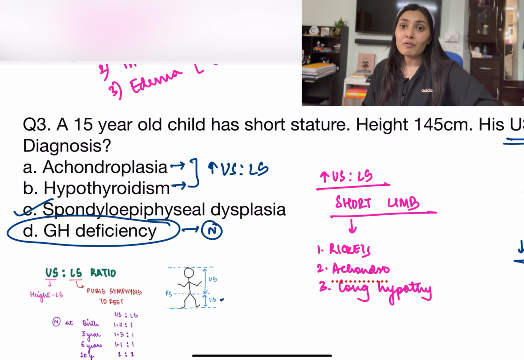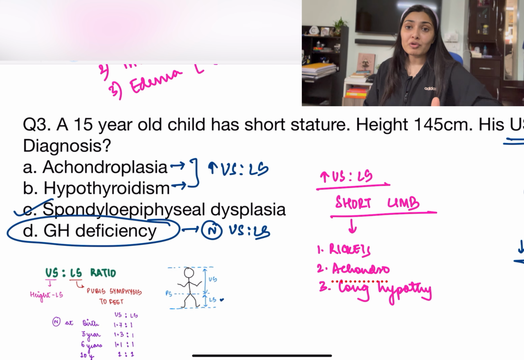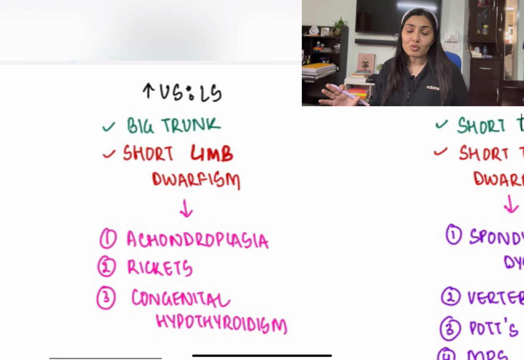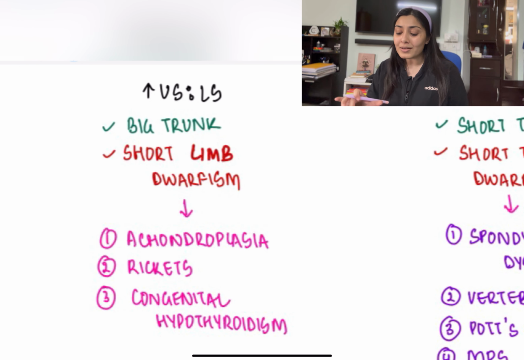So remember, whenever we evaluate children with short stature, we check for upper segment lower segment ratio. If that ratio is normal for that particular age, then the child has proportionate short stature. On the other hand, if this ratio is either increased or decreased, then it comes under disproportionate short stature. Remember, if the ratio is increased, that means the child has a bigger trunk and shorter limbs. This is short limb dwarfism. Three important conditions for us are achondroplasia, rickets, and congenital hypothyroidism.